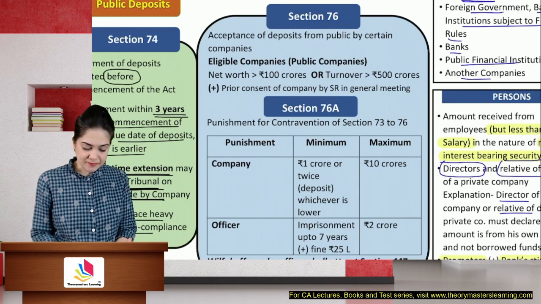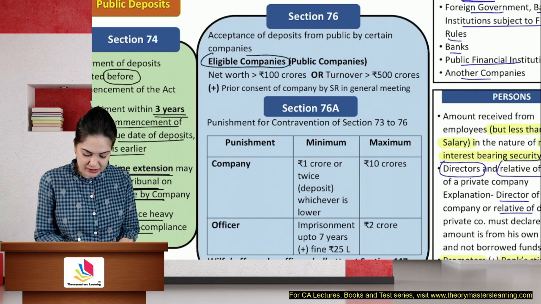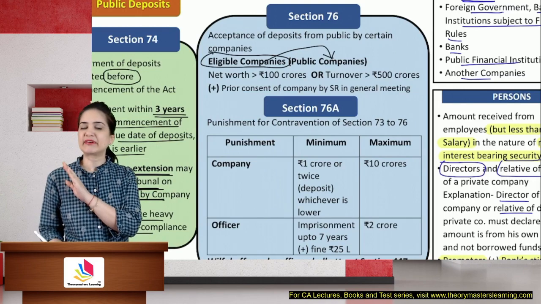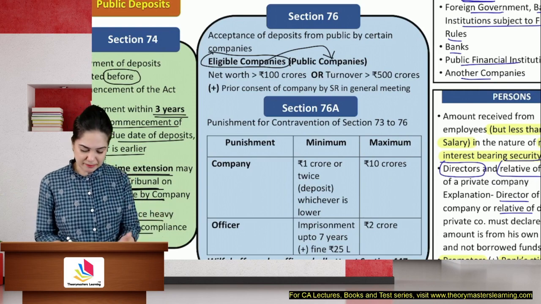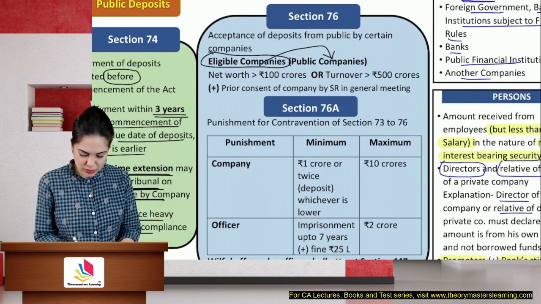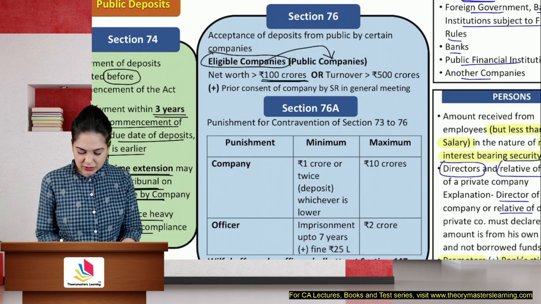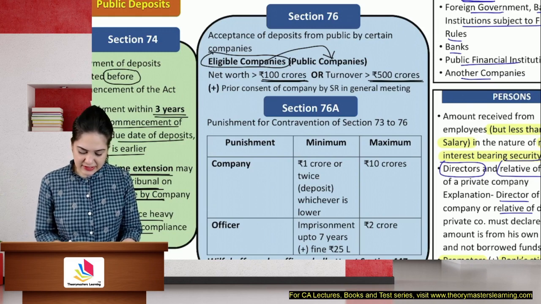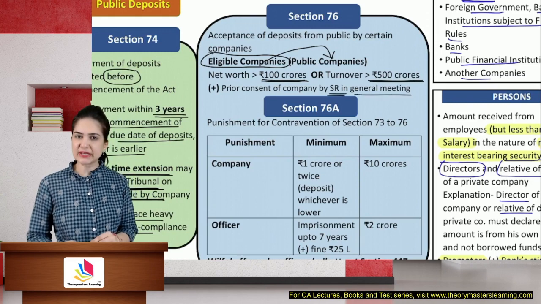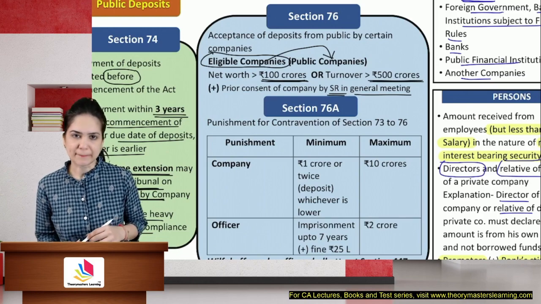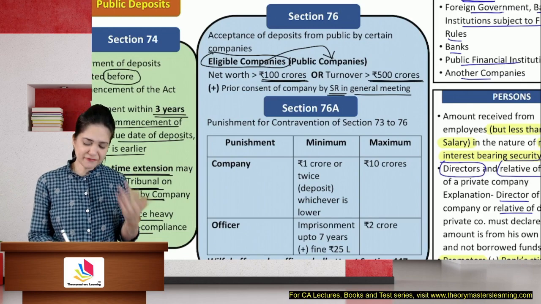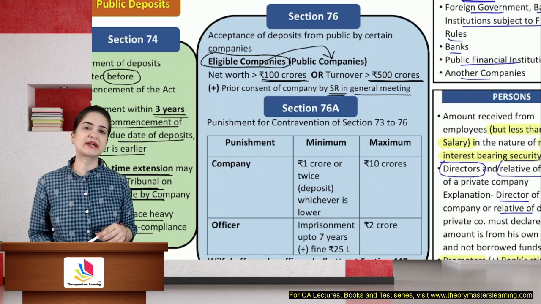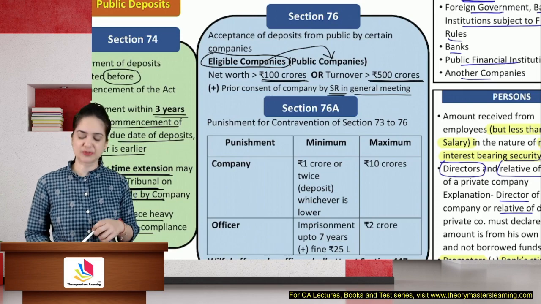These provisions are important. Only an eligible company, and who are eligible? They are certain public companies. Please remember, private companies cannot go to the public. Certain public companies, if your net worth is more than 100 crores, if the turnover is at least 500 crores, and you have obtained the prior consent of the company by passing a special resolution in the general meeting, then yes, you can accept deposits from the public. So who are eligible? If your net worth is either more than rupees 100 crores or you have turnover of at least 500 crores, then in that case, by passing a special resolution, you can accept deposits from the public.